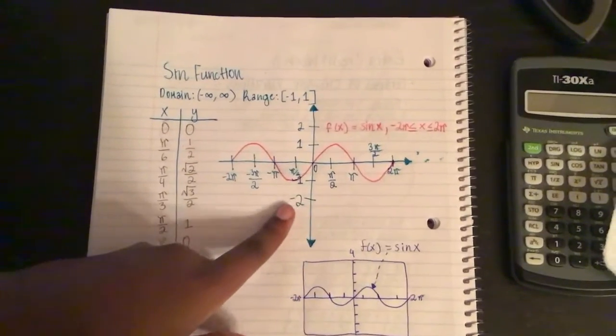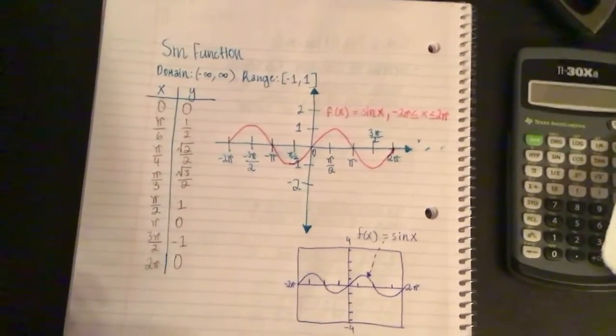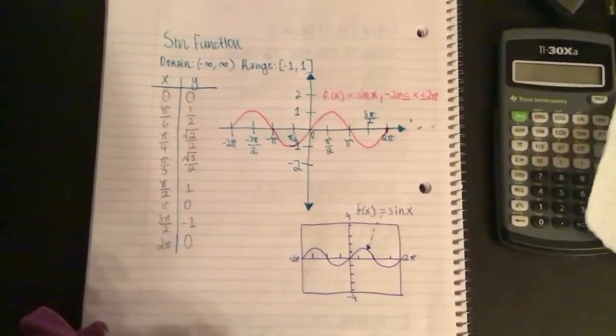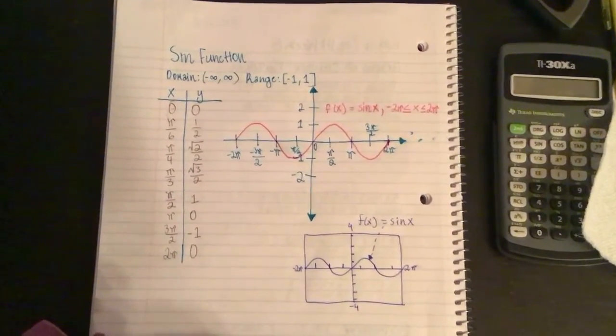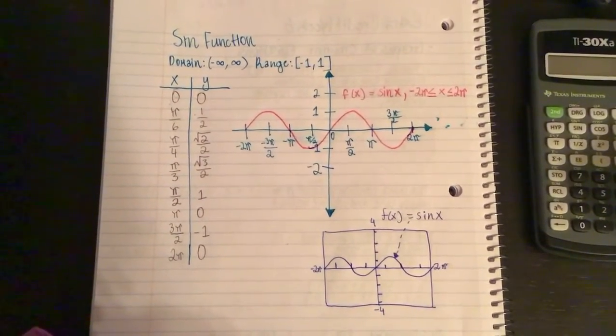And something that you'll notice about the sine function is that the line does go through the origin, and that's something that will help us a little later when we're trying to differentiate sine functions from cosine functions. So just take a good look at it.